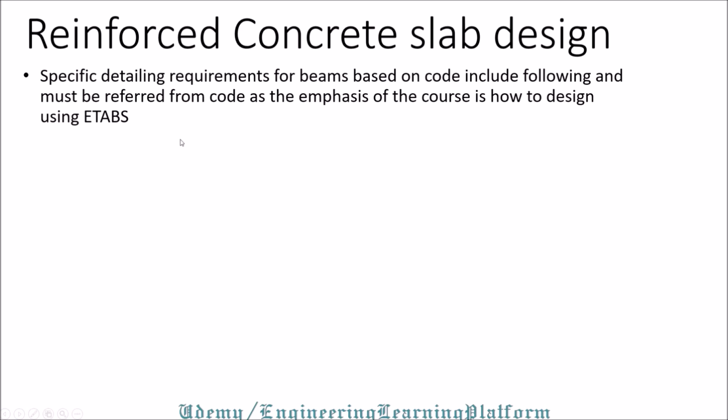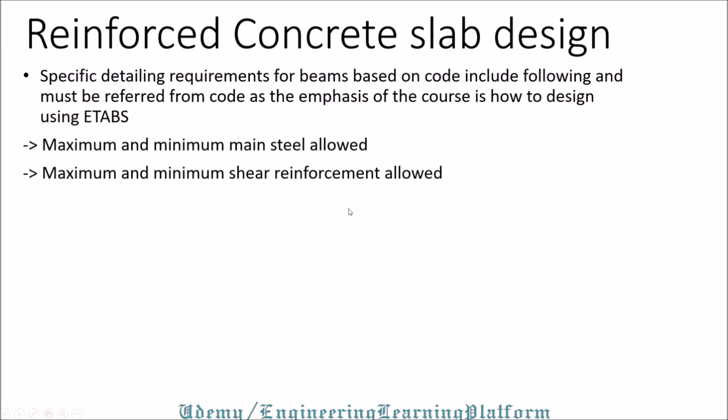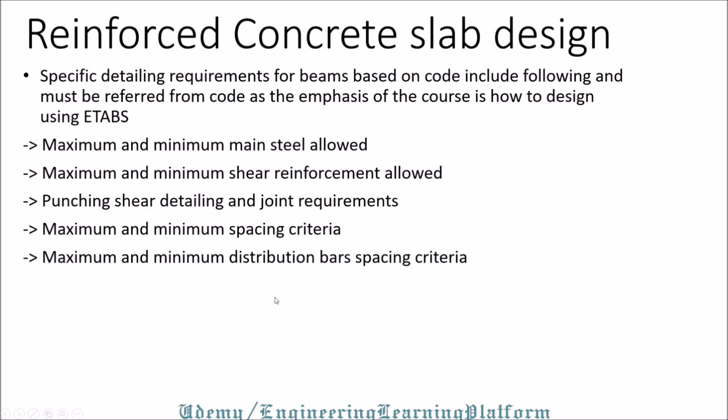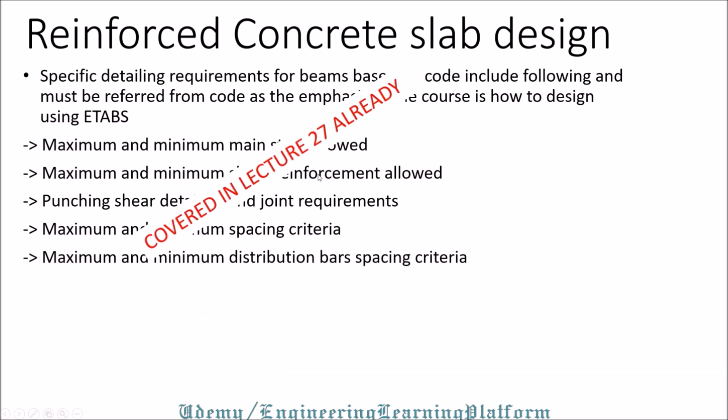Specific detailing requirements for beams and slabs based on code include the following and must be referred to, since the emphasis of this course is how to design using Etabs: minimum and maximum reinforcement allowed, minimum and maximum shear reinforcement allowed, punching shear detailing requirements and joint requirements, minimum and maximum spacing criteria, and distribution of the rebar spacing criteria. This is also already covered in lecture 27.